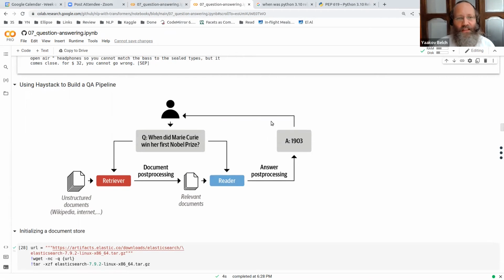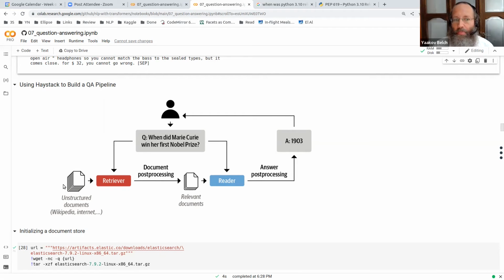Now, here we only worked on the reader part, and now we take the bigger picture. I spent a lot of time at the beginning of the call talking about essentially this picture, where you have many documents, which could be many web pages, or many paragraphs of one document, which are many windows, and you take all of them and you make a retriever to select those which may be relevant.